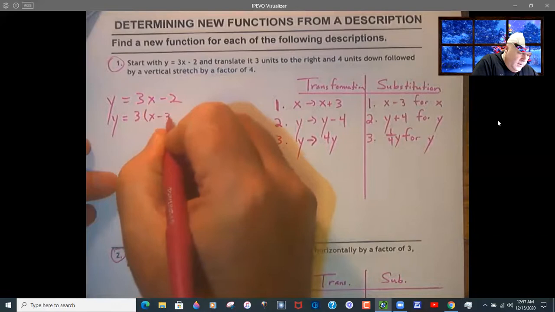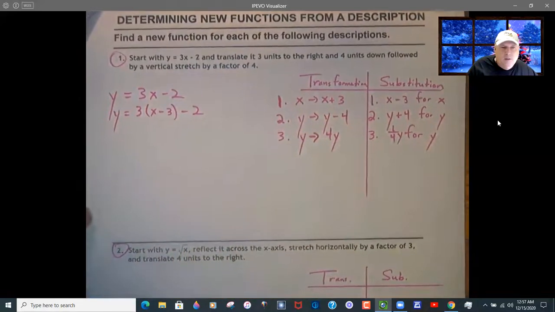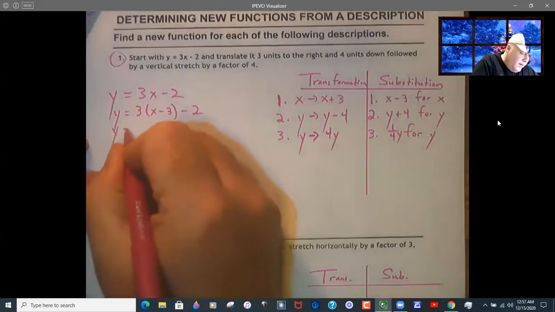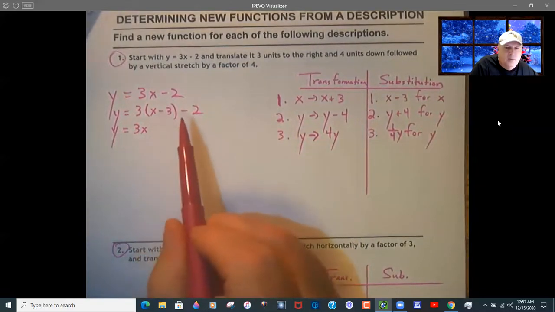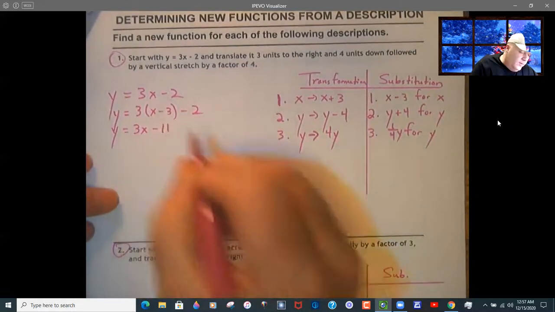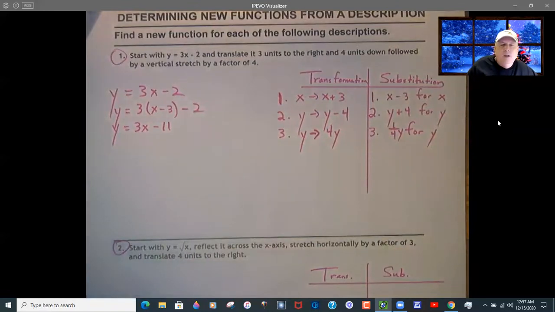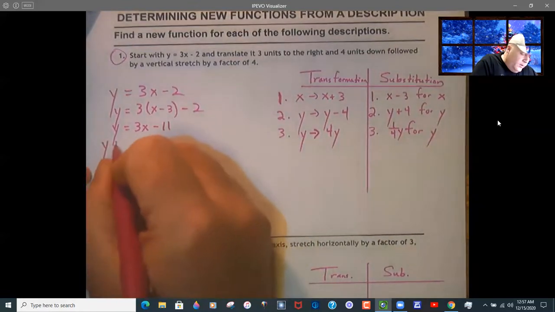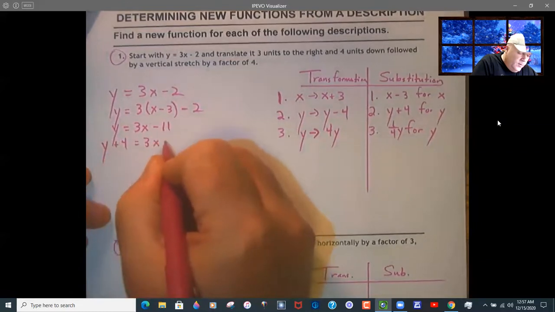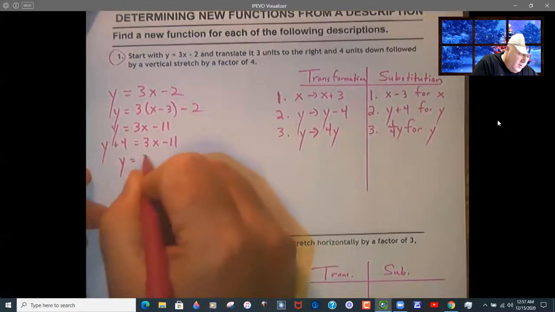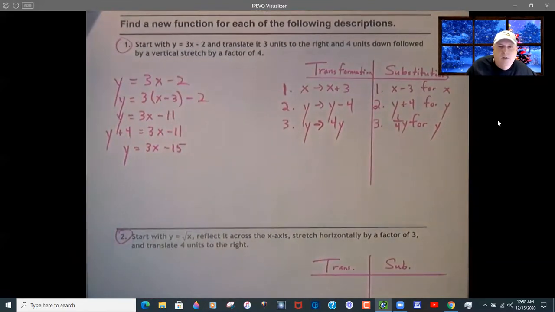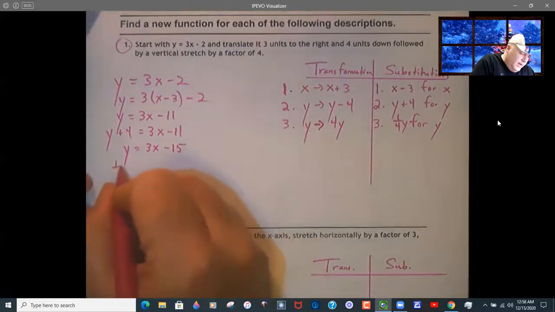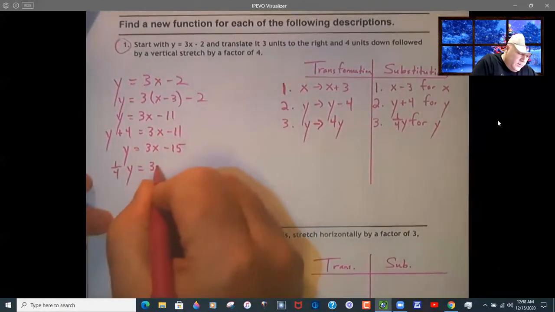So x minus 3 goes in for x. And now we need to simplify on the right-hand side. So what does that mean? I'm going to do a little mental math here to save some space. 3x minus 9 minus 2. That's 3x minus 11. Now, y plus 4 is going to go in for y, and then we're going to solve for y by subtracting 4 over. And now 1/4 y is going to go in for y, and we're going to solve for y again.